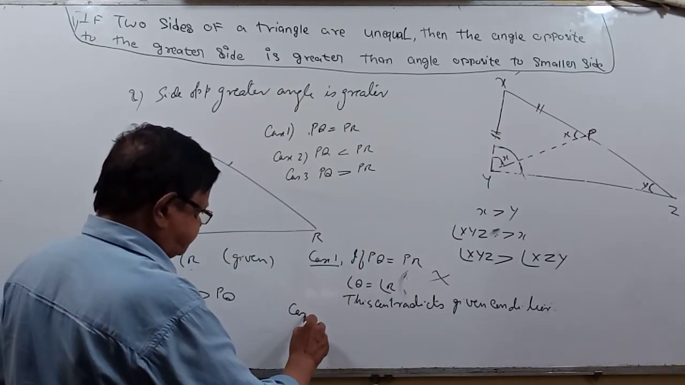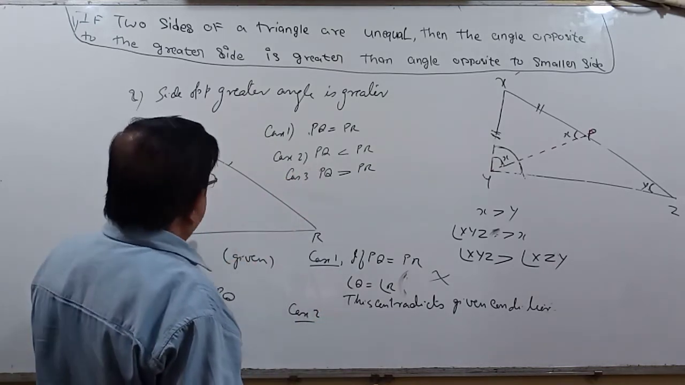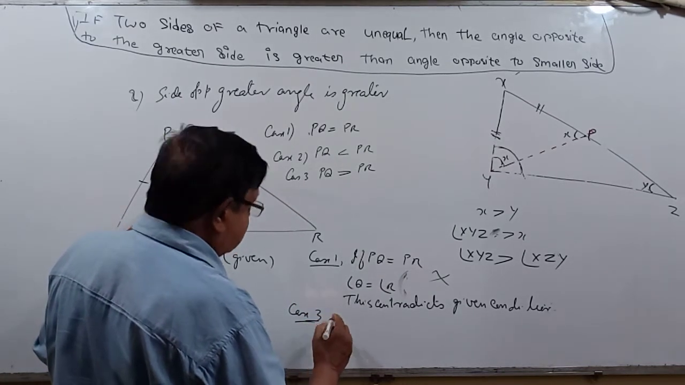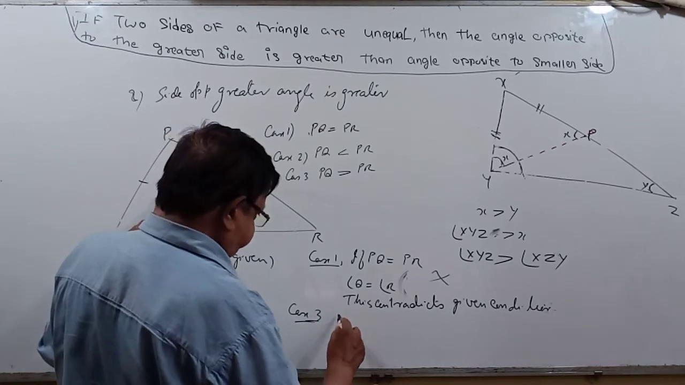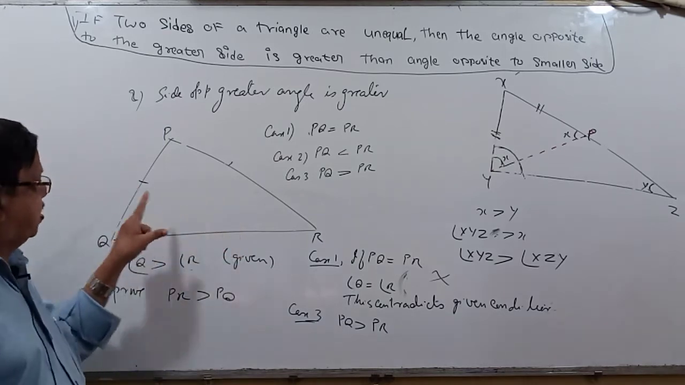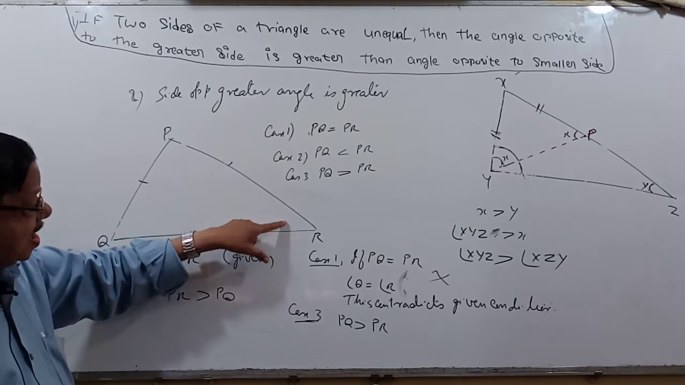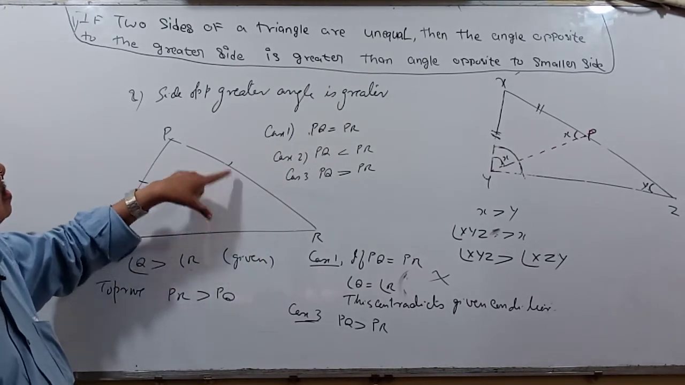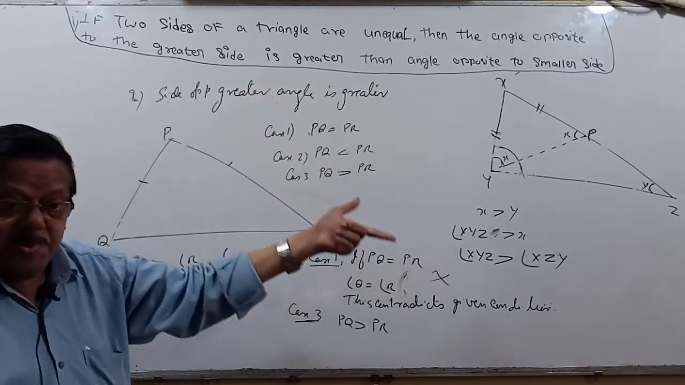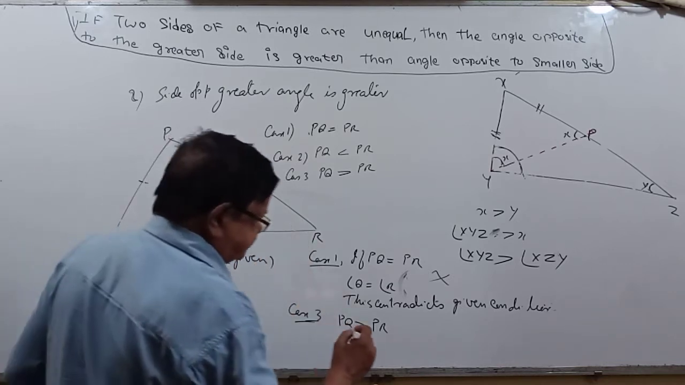Case 2. PQ less than. Case 3 लेते हैं पहले. Case 3, PQ greater than PR. PQ is greater than PR. अभी प्रूव किया एंगल ऑपोजिट टू ग्रेटर साइड ग्रेटर. अभी प्रूव किया. अगर ये ग्रेटर है तो R should be greater than Q.